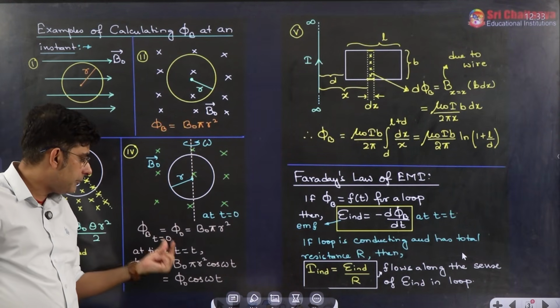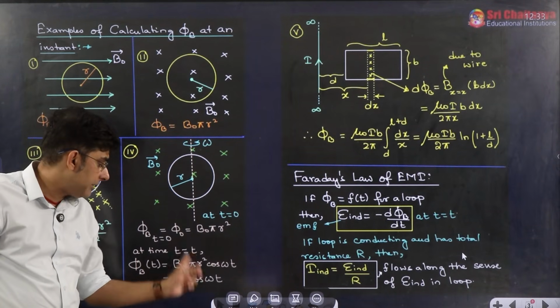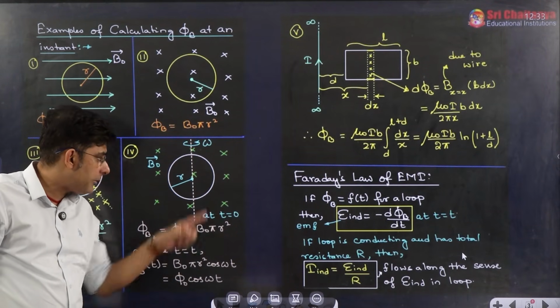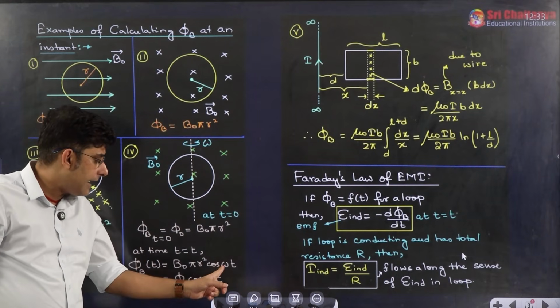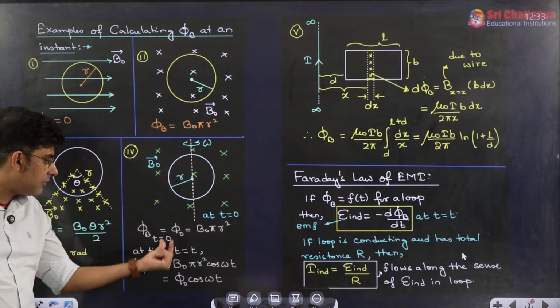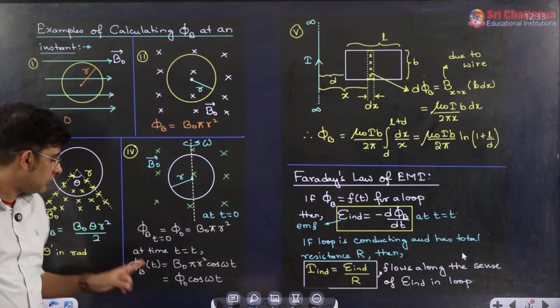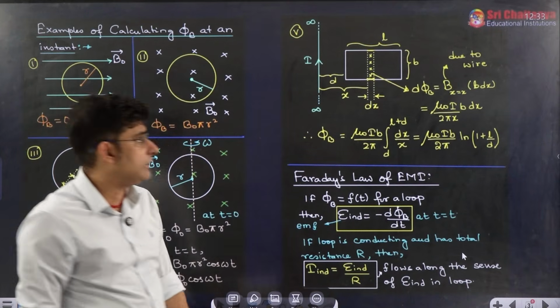So flux will become B naught into area into cos theta, B dot A becomes B A cos theta, B naught into πr² because the entire area is inside, but the angle changes, theta becomes omega t. So this flux becomes, since the initial flux was B naught πr², which I have written as phi naught, phi naught cos omega t. So the flux is varying sinusoidally with time.